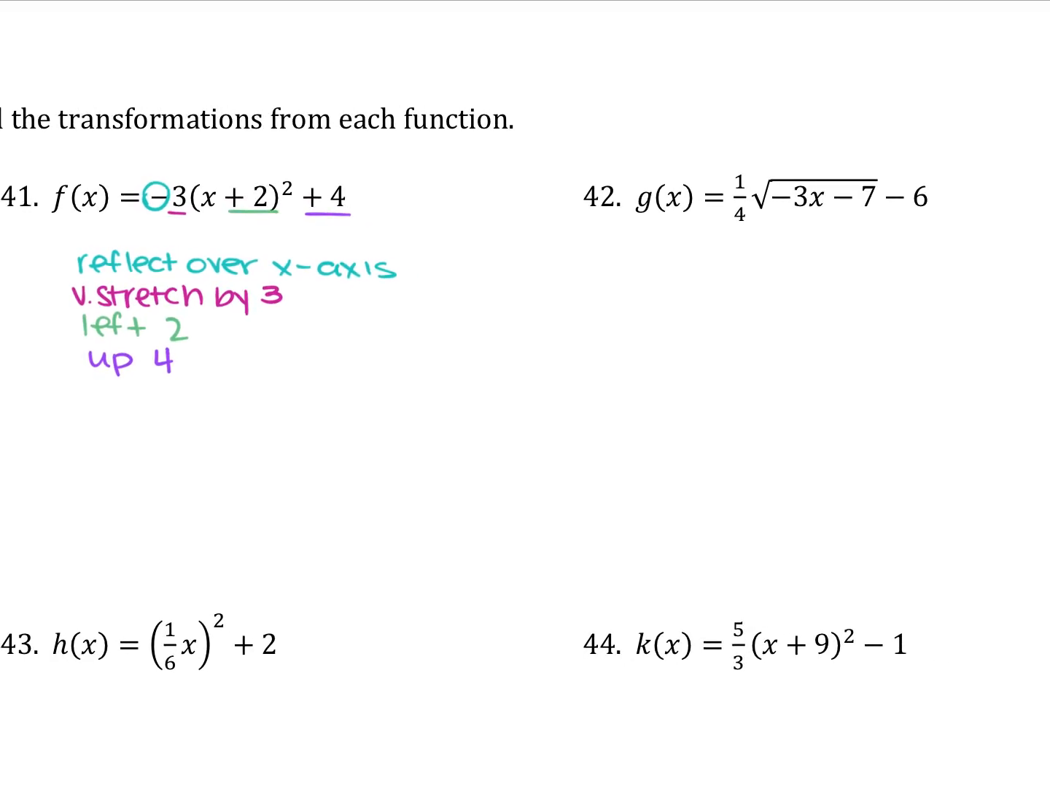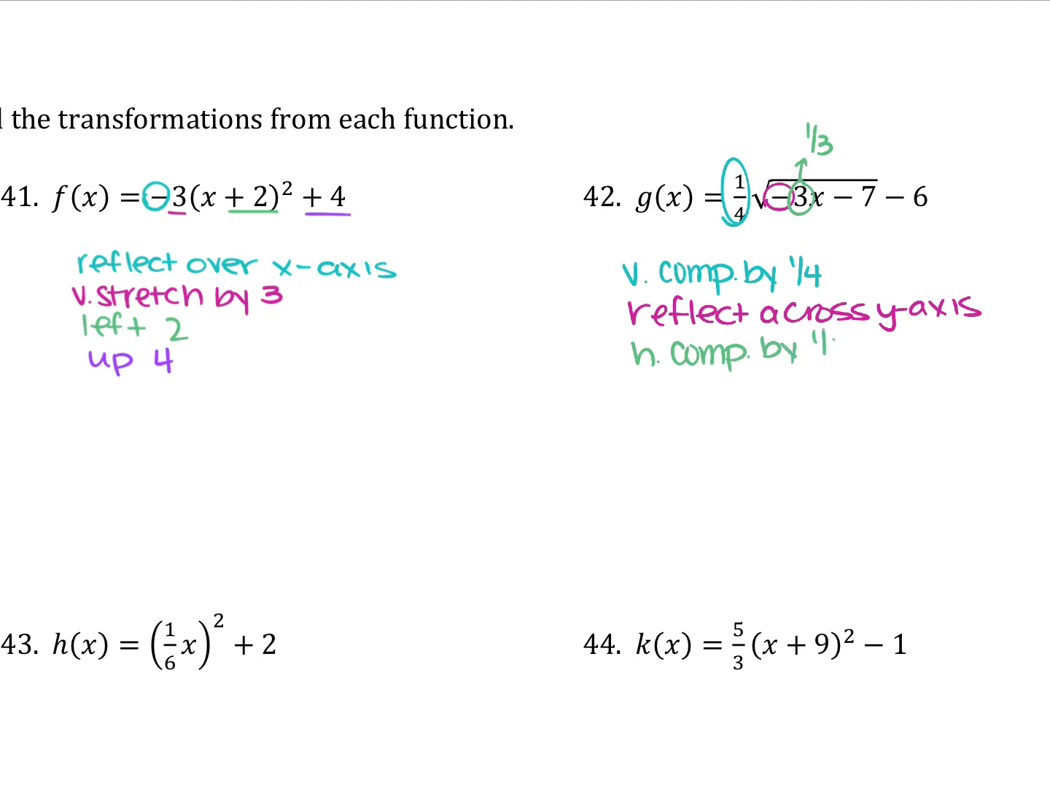For 42, you have g of x is equal to 1/4 times the square root of negative 3x minus 7, minus 6. The 1/4 means that we have a vertical compression by a factor of 1/4. The negative underneath the radical means that we're reflecting horizontally, so we reflect across the y-axis. Your 3, you are taking the reciprocal of that. It is 1/3. That 1/3 is less than 1. So we are horizontally compressing by a factor of 1/3. The 7 means we're going to the right 7 units. And lastly, that minus 6 means we're going down 6 units.